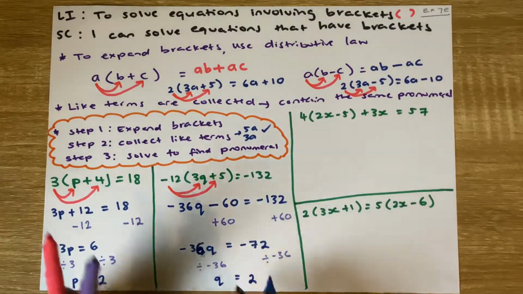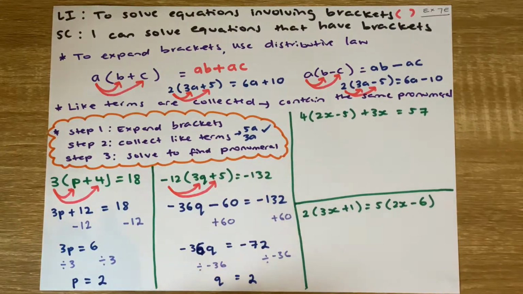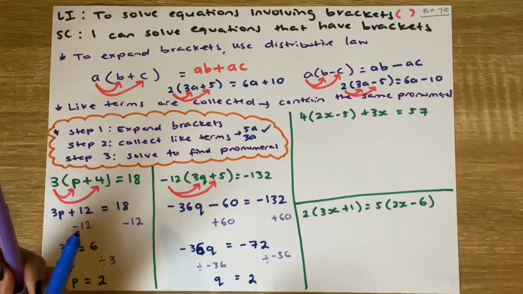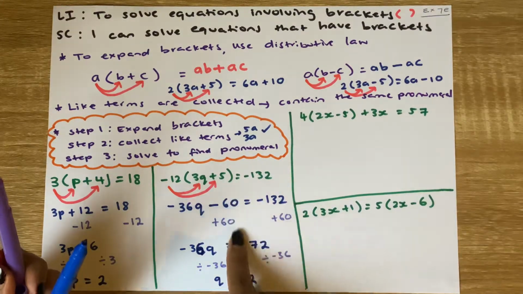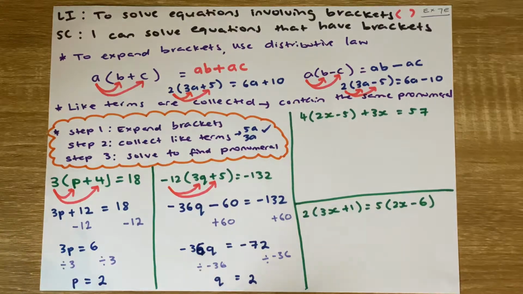Now if I substitute q as 2 into this equation, I should get my answer is negative 132. If I do not, that means something has happened along the way when I've been working it out. So I need to go back and check my answer.